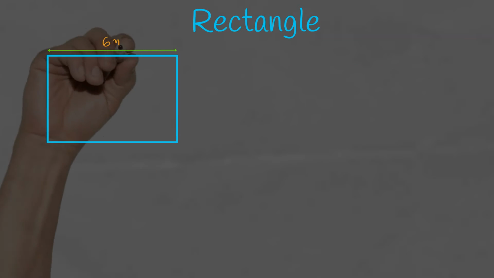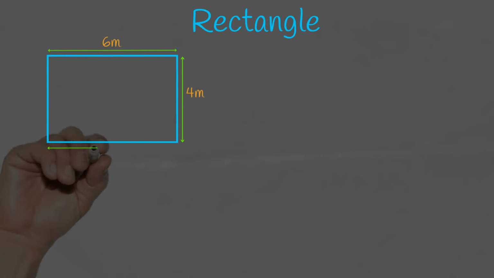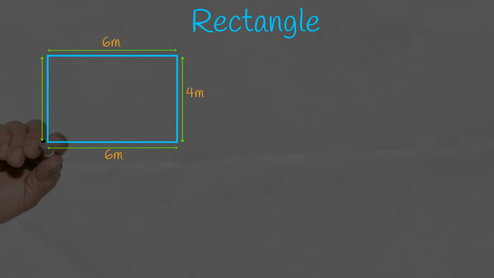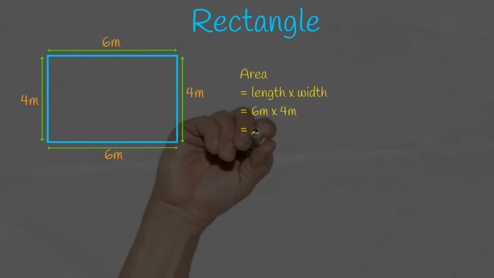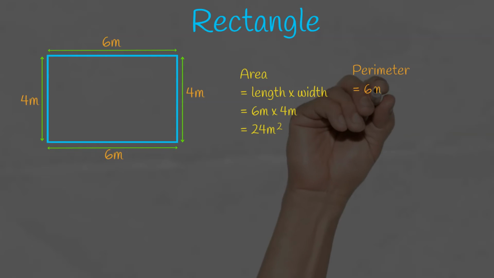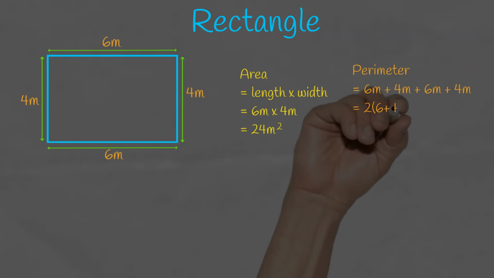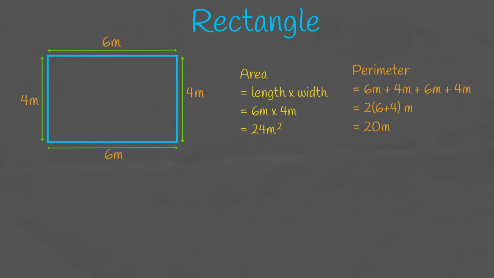So what happens when the units are different? How do we calculate the area of a rectangle with length 6 metres and width 4 metres? Well, if the units are the same on all sides, then it's just the same as before. So the area is 6 times 4, so it's 24 metres squared. And as before, the perimeter is 2 times 6 plus 4, so it's 20 metres.